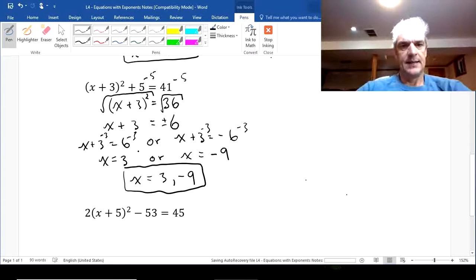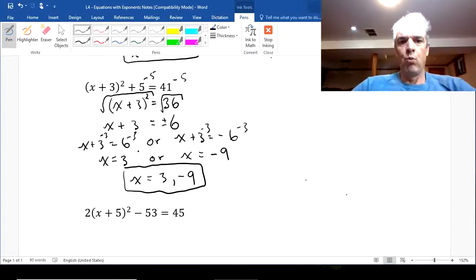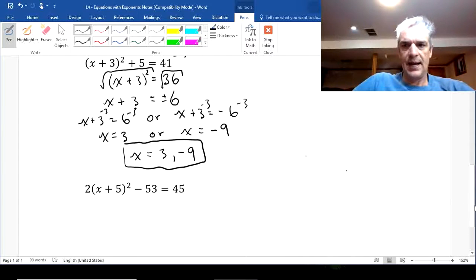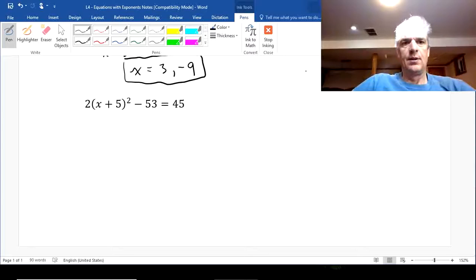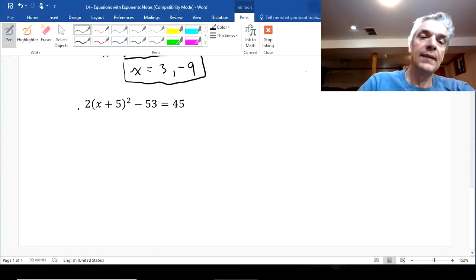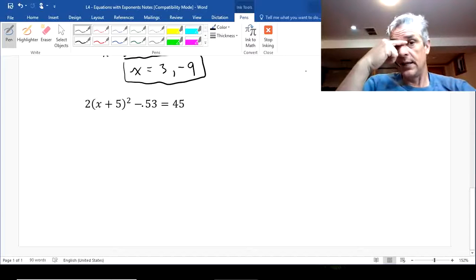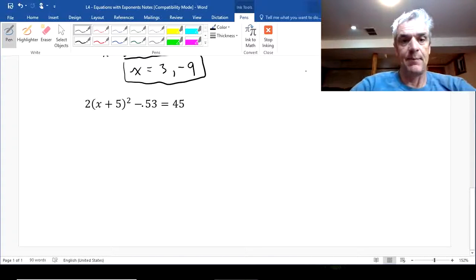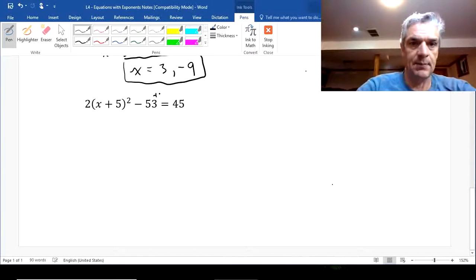Very nicely done. Okay, let's add one more level of complexity to this, by which we put a 2 out in front of the bracket. So we just add one more component of complexity. In this case, we also have the minus 53 here, which creates a rather interesting dynamic as well. So the first thing I want to do is isolate this part. I want to get rid of the minus 53, just like we did the last time. So I'm going to add 53 to both sides.